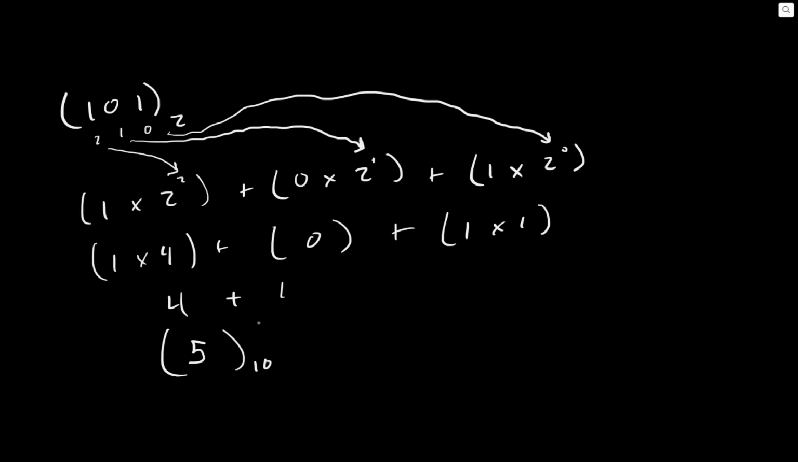Okay, let's do another example. Let's do this one: 1, 1, 0, 0, 1, 0. And that is base 2. We have column 0, column 1, column 2, column 3, column 4, and column 5. 0, 1, 2, 3, 4, 5.